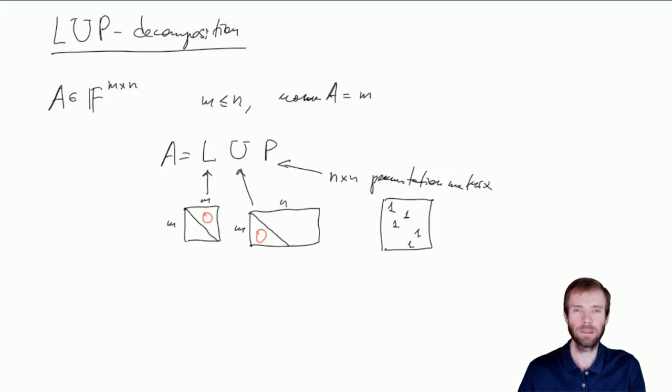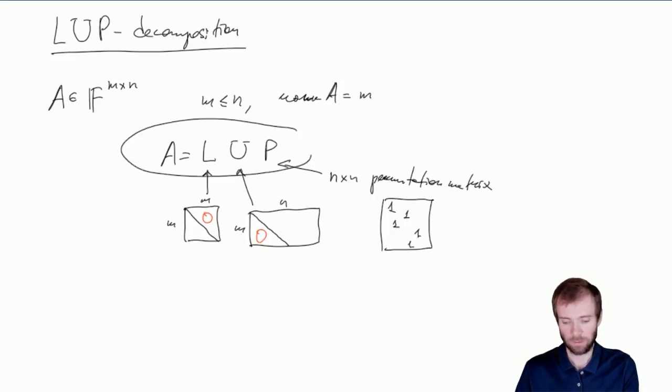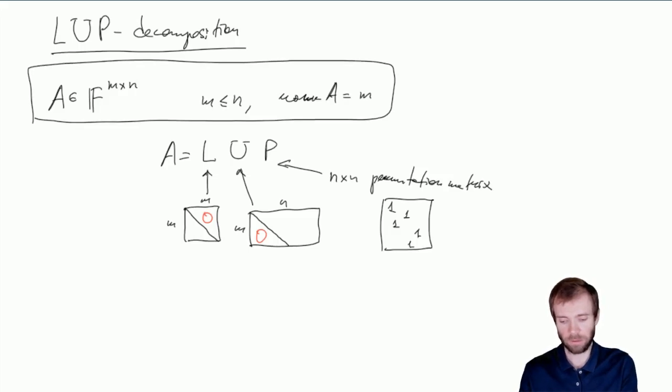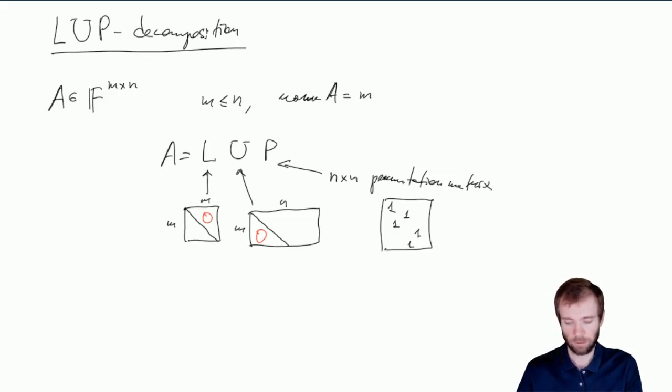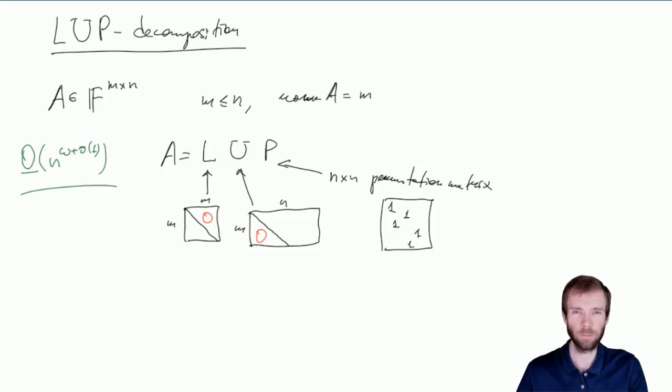Such a matrix defines a permutation of the columns of the matrix to which it is being multiplied from the right. And if we multiply a matrix by a permutation matrix on the left, then we permute the rows of the matrix. So this decomposition is available for any matrix with these properties, as it turns out, and also the time needed for this decomposition is big O of n to the power of omega plus little o of 1, which we'll prove in a few moments.